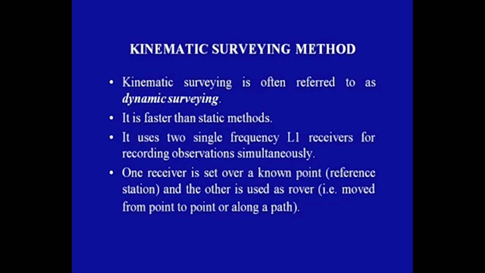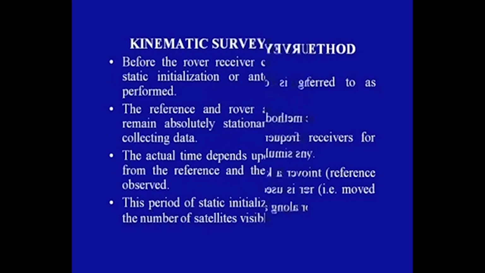We come to the next method, and that is the kinematic surveying method. Kinematic surveying is often referred to as dynamic surveying. It is faster than static methods. It uses 2 single frequency L1 receivers for recording observations simultaneously. One receiver is set over a known point, which is known as the reference station, and the other is used as a rover, which is moved from point to point or along a path.